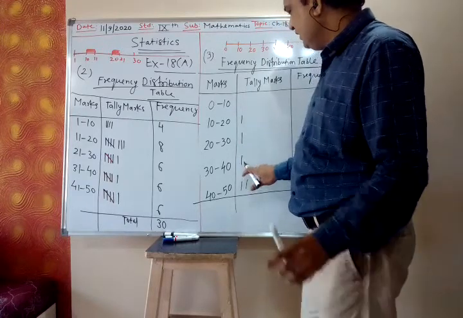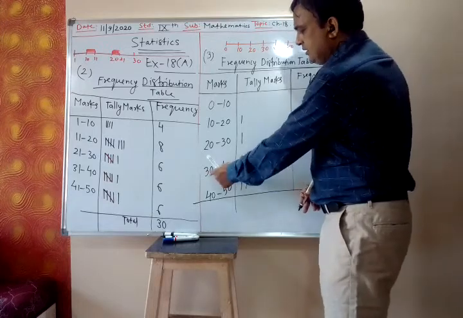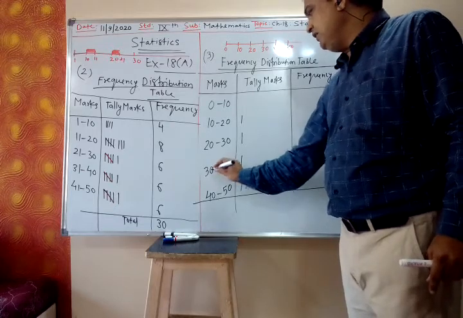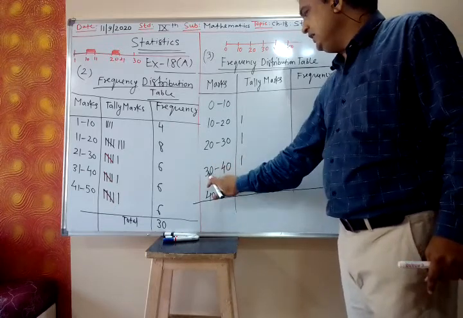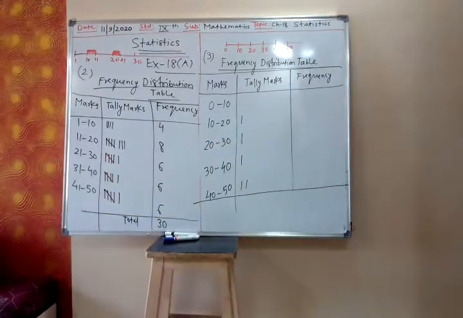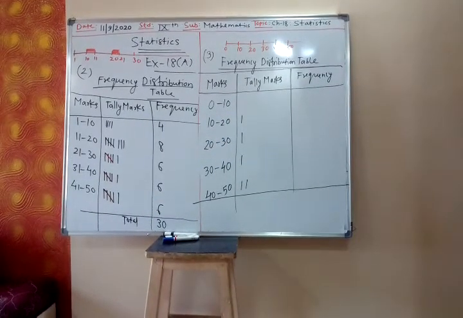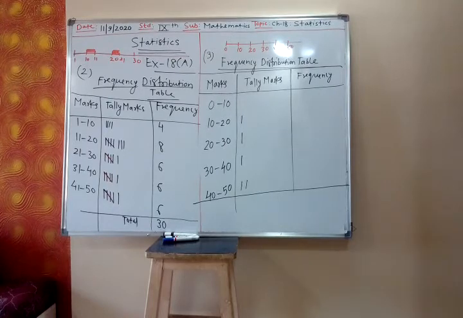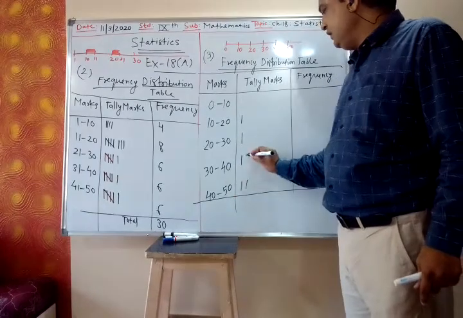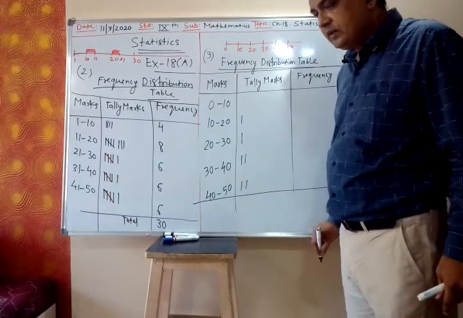Where will you write 30? Between 30 to 40 it is 30. Between 30 to 40 we write 30 because 30 is in the lower limit. We write down that number in the lower limit. So 30 we have written in the lower limit. Then 35, again in this same.